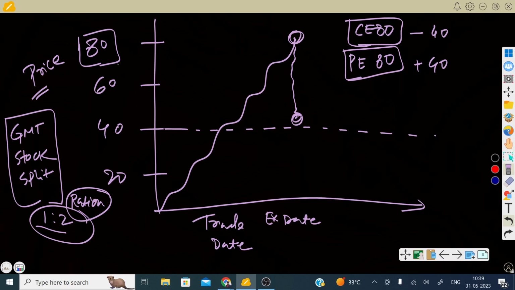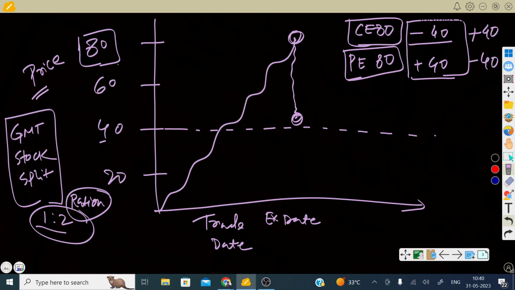The logic is very simple. If someone is earning 40 and someone is losing 40 just because of the pricing adjustment factor, the stock exchange will automatically adjust the price, 40 plus here and minus 40 here.